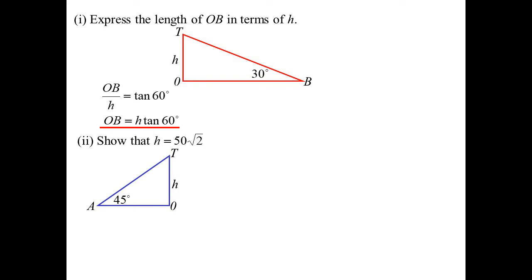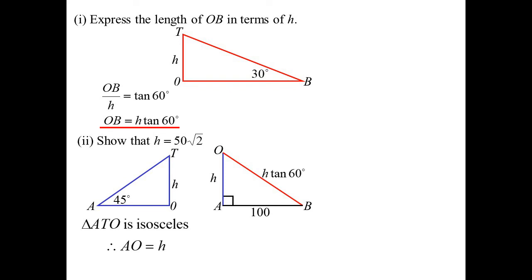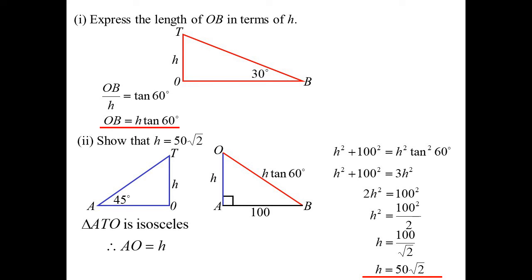So another triangle I'm going to use. We know the triangle AOT, again, the height is H, but this time it's a 45 degree right angle triangle. In other words, it's isosceles. So therefore AO is also H. Now having a look at the triangle OAB, and remember we found OB is H tan 60. Pythagoras from there, H squared plus 100 squared is H squared tan squared 60. Playing around with that, eventually we get that H is 100 on root 2, which of course simplifies to be 50 root 2.